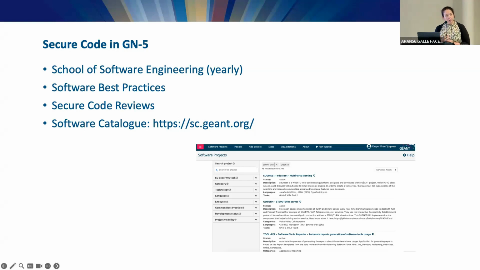We do secure code reviews. We find it challenging. It's labor-intensive work. We can only fund and support so many pieces of code review through that, but we find it really, really important, and we're trying desperately to expand that out. And then finally, we have a software catalog so people can find out a bit more about some of the software that's made available. But this is just GEANT 5 project focused. We're trying to find ways to scale that outside the project.